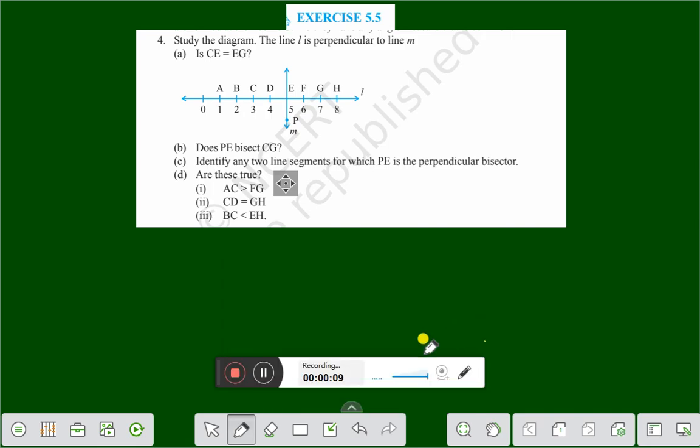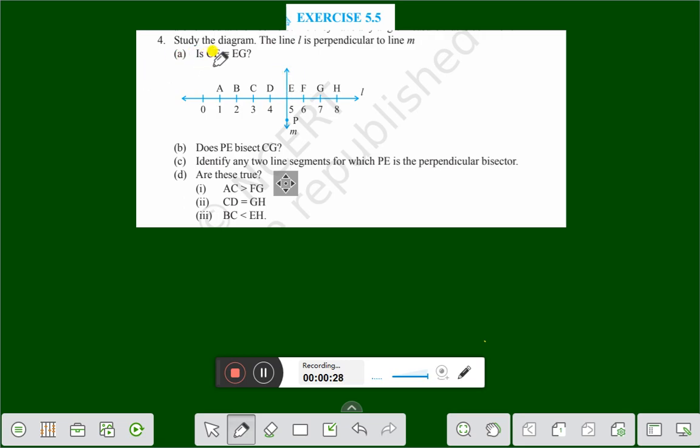Question exercise 5.5, question number 4. Study the diagram. The line L is perpendicular to line M. Here you see this line is L and this line is M. They are perpendicular to one another, right? That means this angle is 90 degrees.